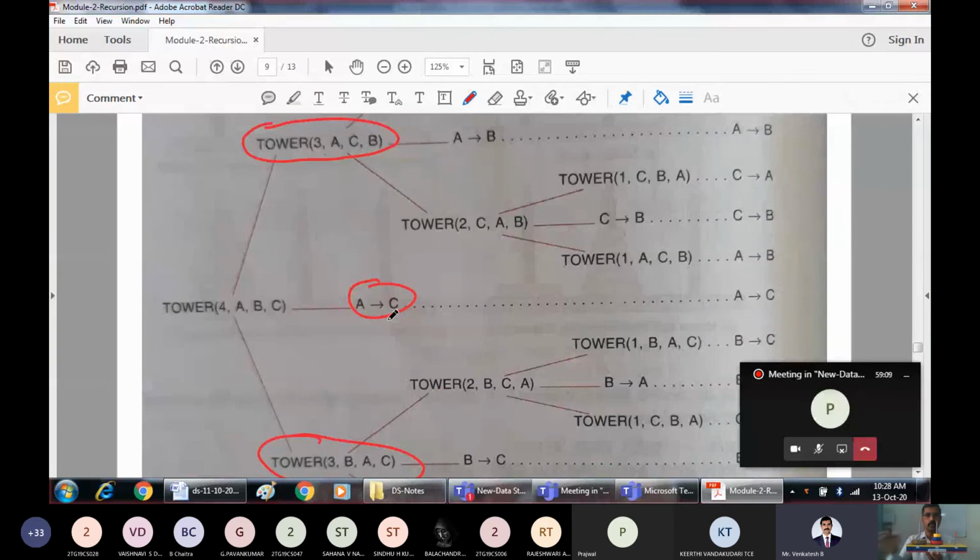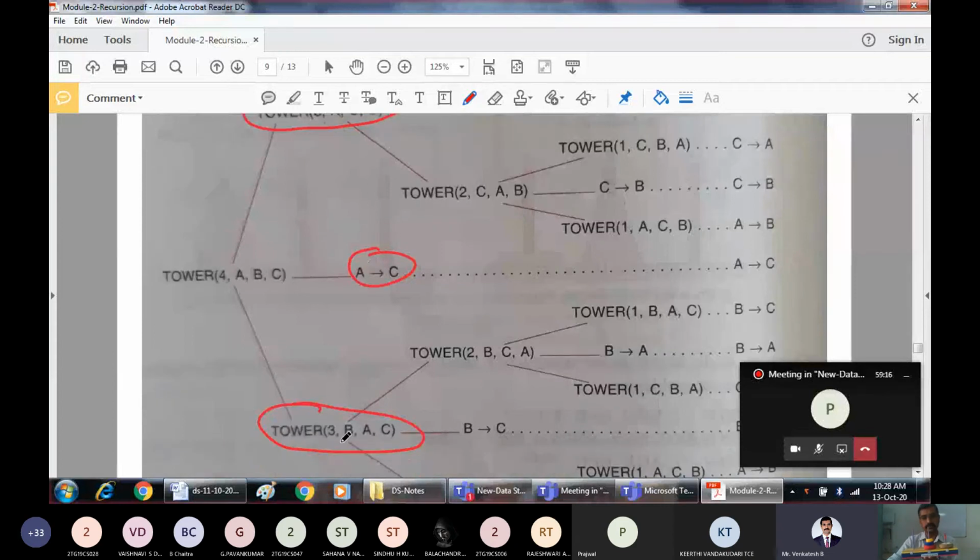Next, what is the step? Move the disk from A to C. This second one is over. Next, the recursive call is what? Move those n minus 1 disks, those 3 disks, from where to where? From B to C, keeping A as the auxiliary. You just concentrate always on source and destination. Don't worry about the auxiliary, because when you know the source and the destination, the auxiliary will be fixed. Obviously, the third one: move the disk from B to C. So take this and move from B to C.